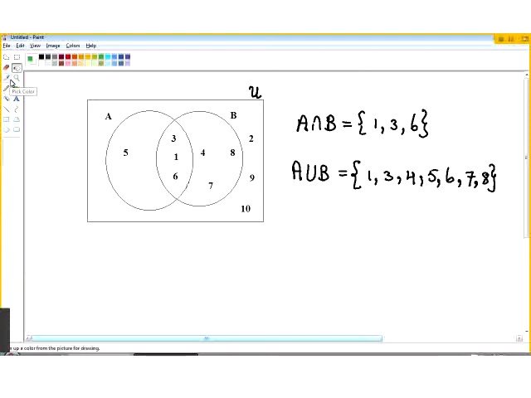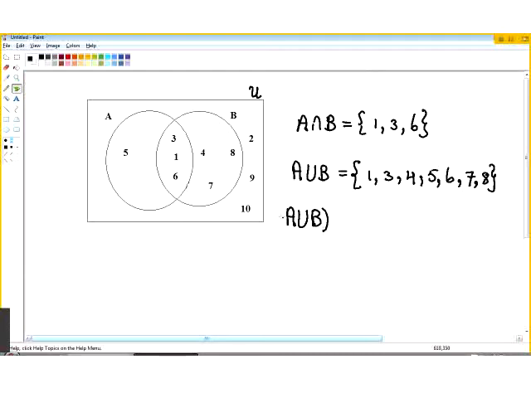Now, let's see how the questions could change. They can ask you A union B prime. First you need to identify what A union B is. We have our A union B indicated here already.